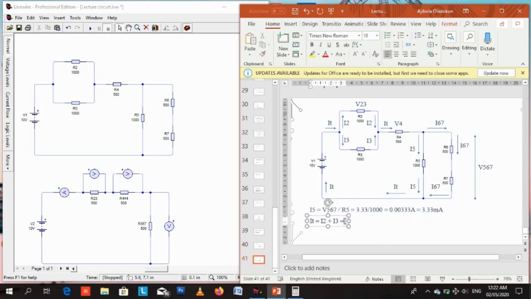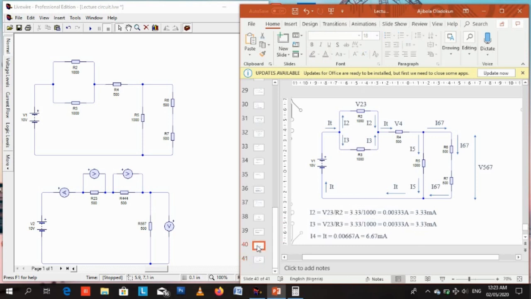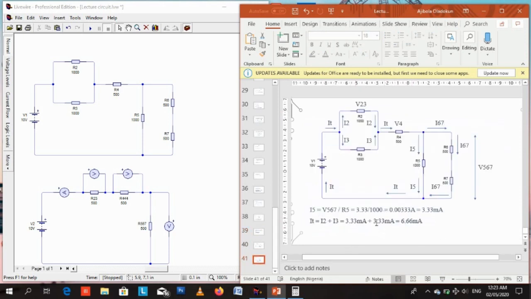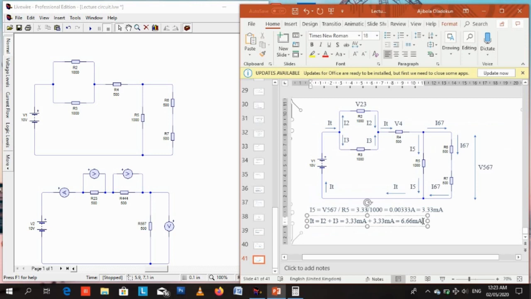The same thing happened at the other intersection, but we'll come to that later. I2 is 3.33 and I3 is 3.33, so 3.33 plus 3.33 is 6.66 milliamps. We've gotten IT before, so it's not a big deal. It was 6.67 earlier, and here 6.66, just for approximation issues, which is still fine. The values are not too far apart.